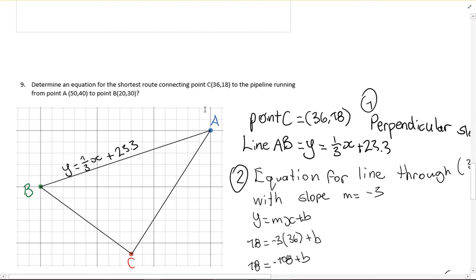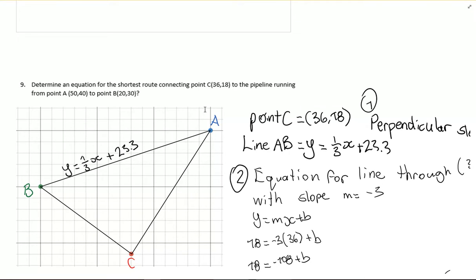So the question asks you to determine an equation for the shortest route from a connecting point C, which is (13, 18), to the pipeline running from point A, (50, 40), to point B, which is (20, 30).